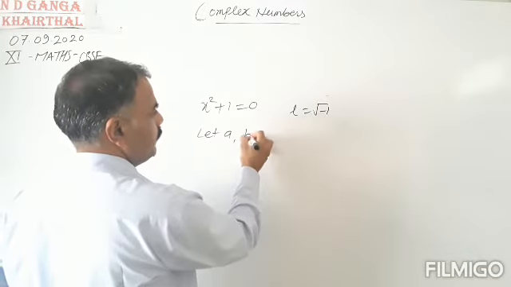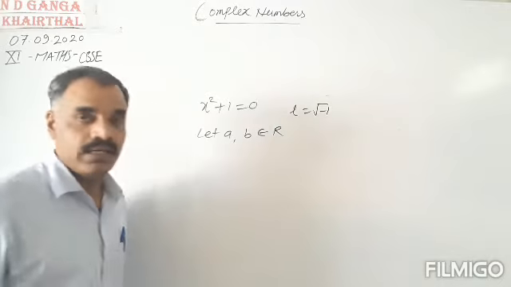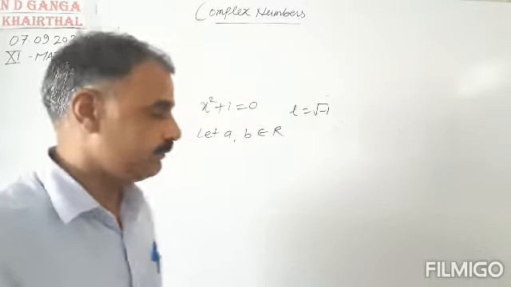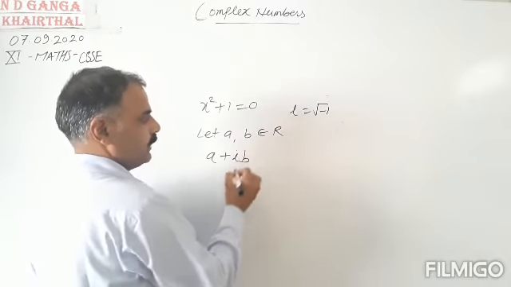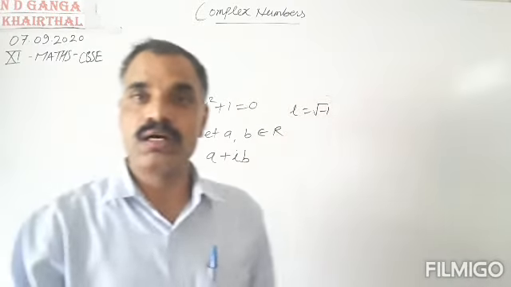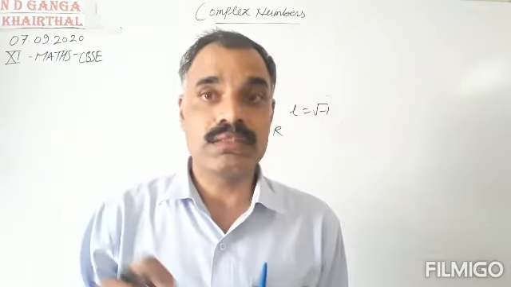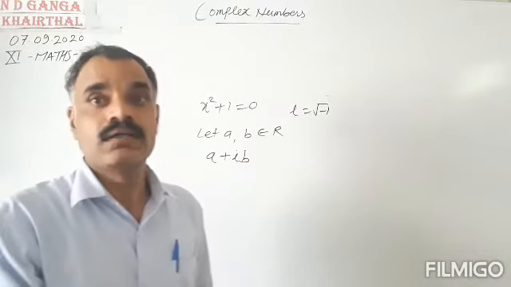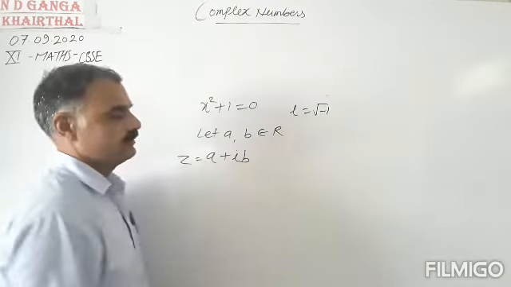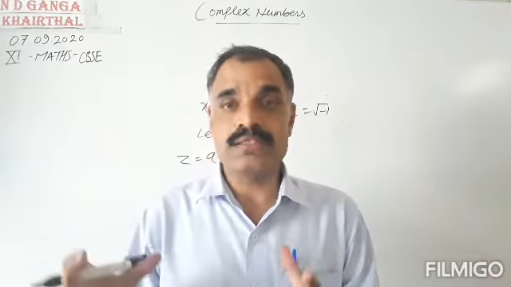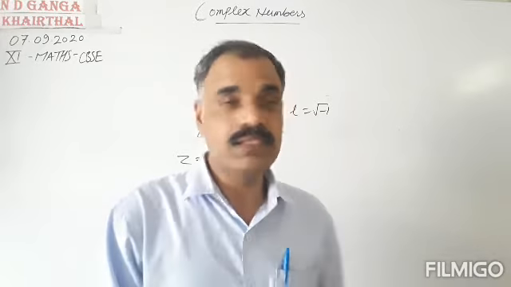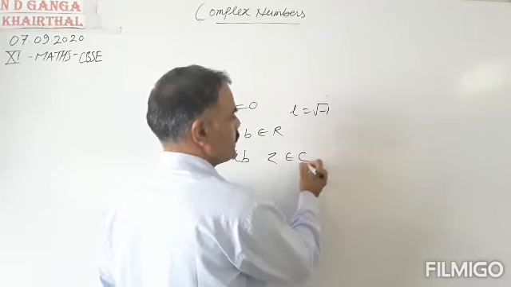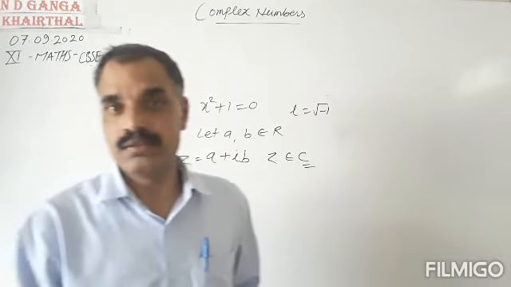Let a and b belong to R. a and b are two real numbers. Then a plus iota b constitutes the complex number. This is said to be the complex number. This is the standard form of a complex number and is denoted by Z, and all these complex numbers constitute the set of complex numbers. Means all these numbers Z belong to C, the set of complex numbers.